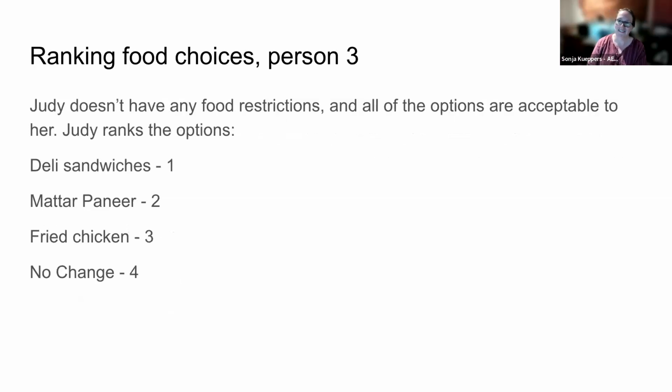Third person, Judy. Judy doesn't have any food restrictions. She eats everything. All the options are acceptable to her. So she just ranks them in the order of her preference. Deli sandwiches first, mutter paneer second, fried chicken third, and she decides to rank no change fourth, but she doesn't have to, right? If she hadn't ranked no change at all, it wouldn't really make any difference in the outcome.